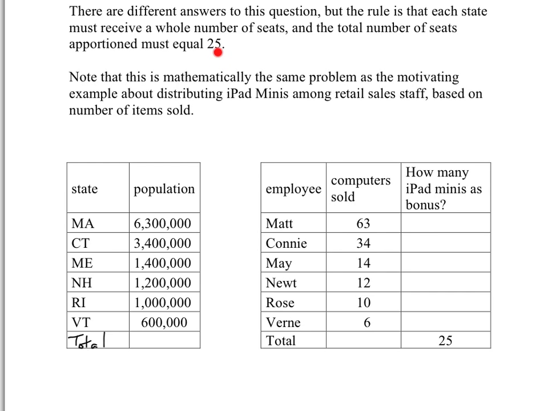If you write down what you claim to be an apportionment of the seats, and it does not add up to exactly 25, there is a mistake. So always check to make sure that you're allocating all the seats and exactly that correct number of them.